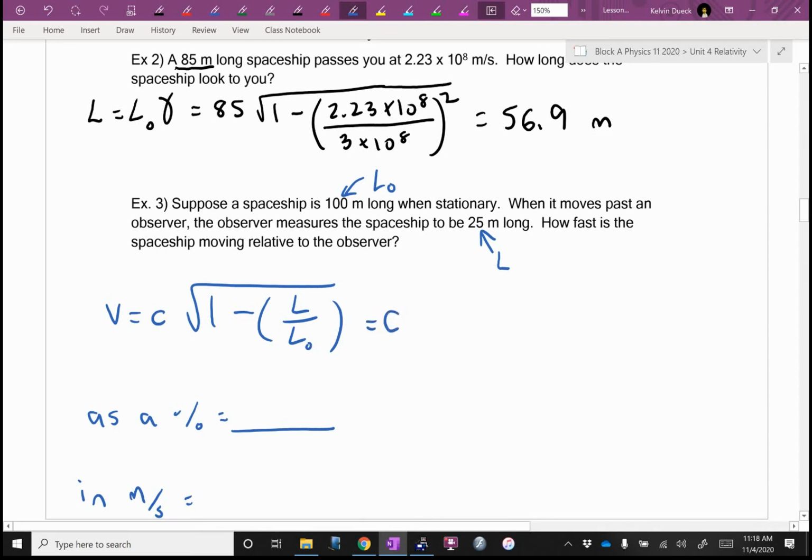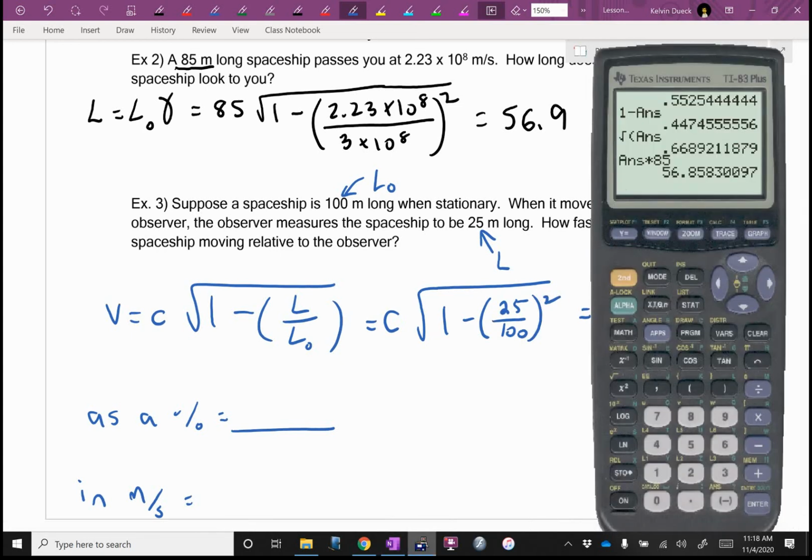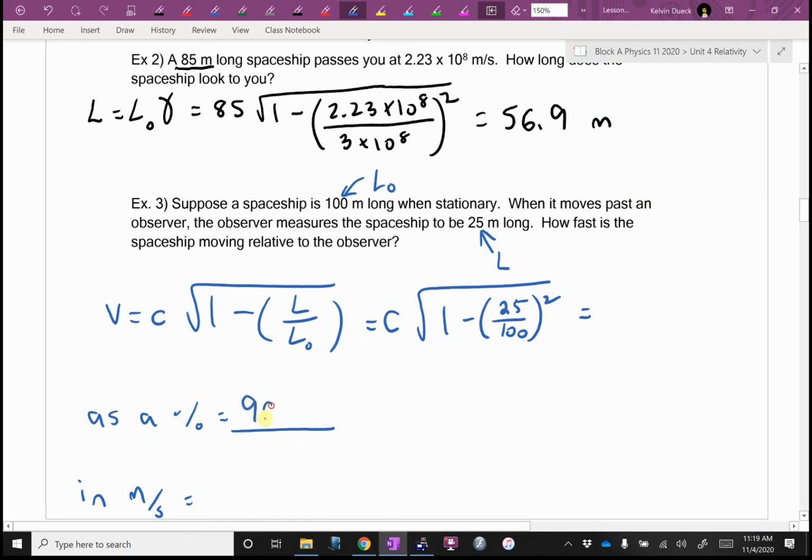We're going to leave the c as a c temporarily. It's 1 minus (25 divided by 100) squared. 1 minus that, square root of that, and I get 0.96824583666 and so on. I'll probably go to 4 sig figs, 0.9682. So 96.82% of c.